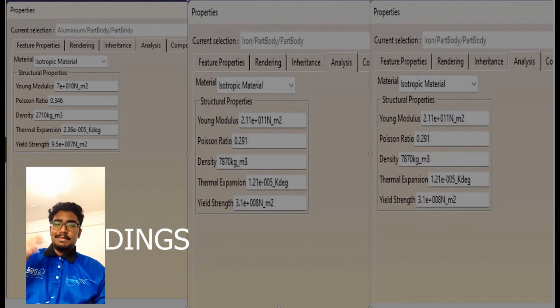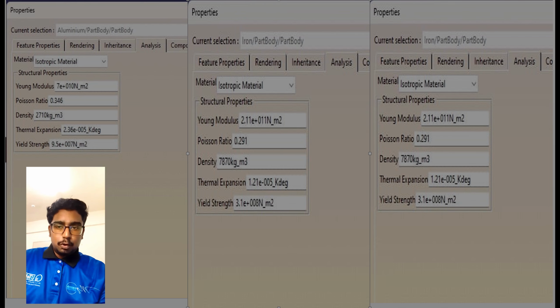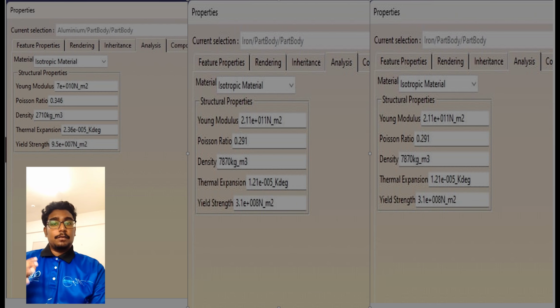Next, we will talk about the findings from our experiment of the disc rotor with different materials under a certain load. First, we shall see the material properties of each material. Each material has different material properties. For iron, the Young modulus is 2.11 e to the power of 0.11 Newton per meter square.